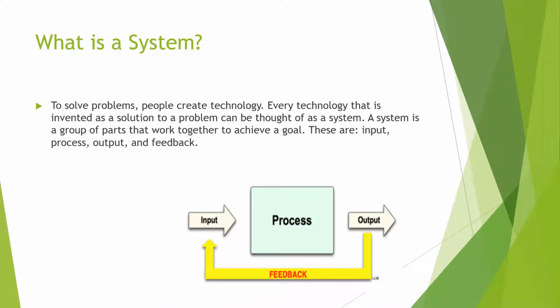What is a system? To solve problems, people create technology. Every technology that is invented as a solution to a problem can be thought of as a system. The four major components of a system are input, process, output, and feedback.